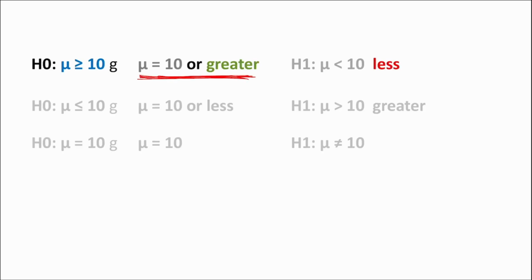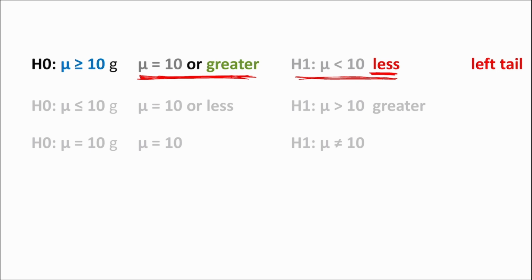So when you have a null hypothesis like this, mu is equal to a particular value or greater, then the alternative hypothesis will be mu is less than this particular value. And this one defines the direction of the test, and it's less, which means it's a left tail. So therefore, this is a left tail test.